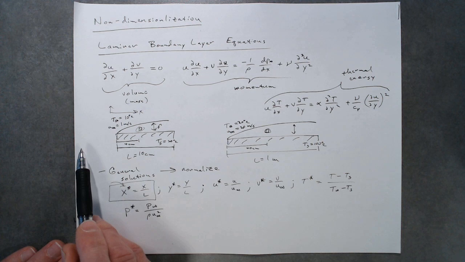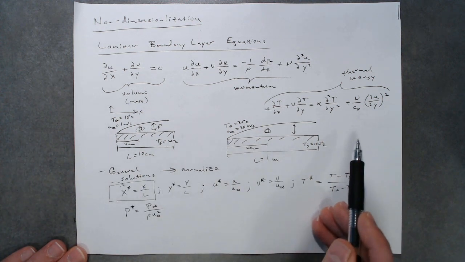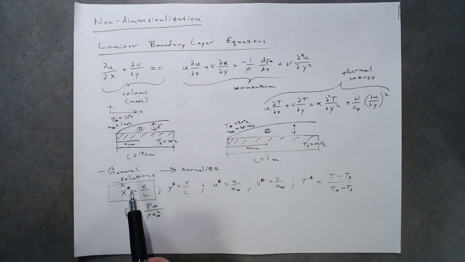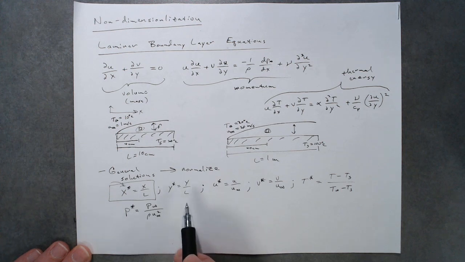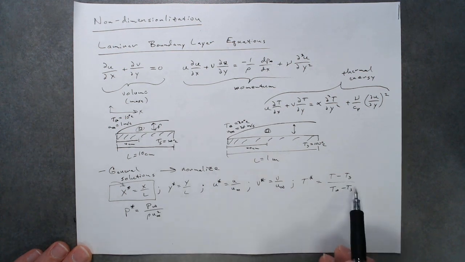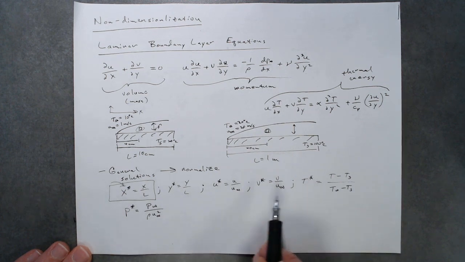And then we can also do the same thing for all of the other relevant variables. So in our equation here, we have two independent spatial variables, x and y. So we'll normalize them in that manner. And then we have the three dependent variables that we would want to solve for. And these are two velocities and one temperature.